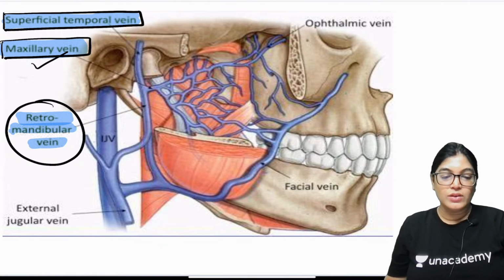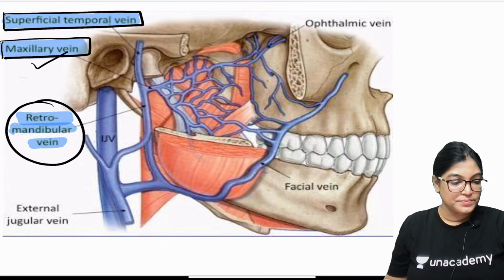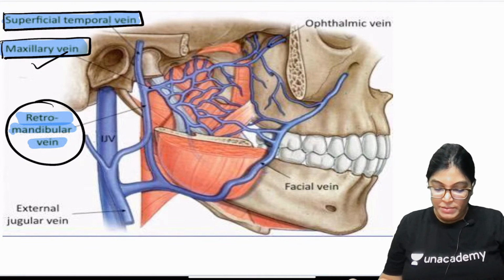Let me write a few important points and then I will also give you the details of pterygoid venous plexus. Write the heading maxillary vein.